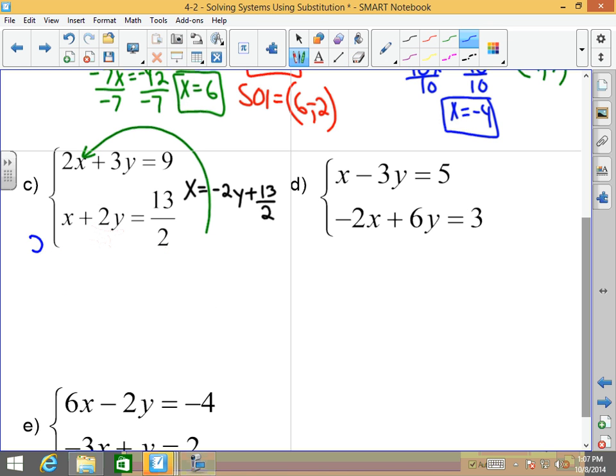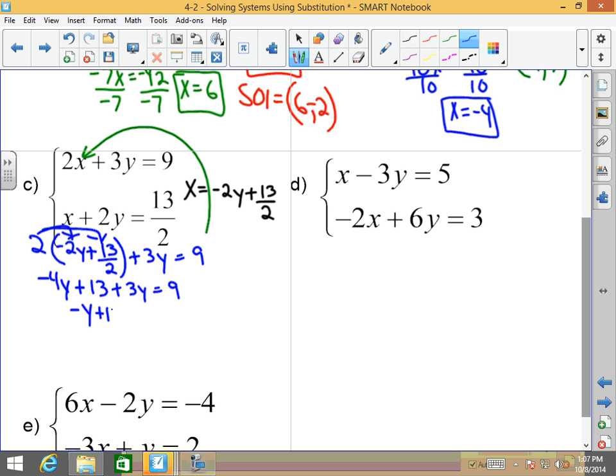So now I have 2 times x, which is negative 2y plus 13 halves, plus 3y equals 9. Distribute. I've got negative 4y plus 13 plus 3y equals 9. Negative 4y plus 3y is negative y plus 13 equals 9. Subtract 13 from both sides. Negative y equals negative 4. Divide by negative 1. Y equals 4.